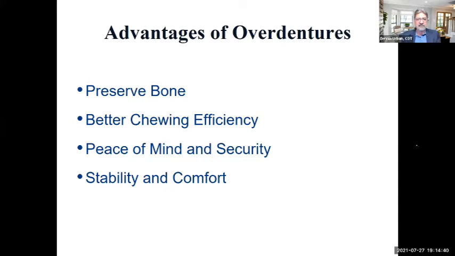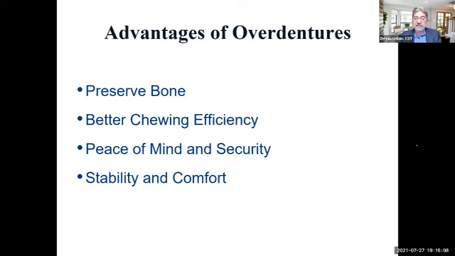So let's look at the advantages of overdentures. We talked about some of the advantages before: preserving bone, better chewing efficiency, peace of mind, security, stability, and comfort. But once we introduce attachments into the case design, we gain 3 additional advantages. The overdenture will be more stable than a complete denture, which leads to greater comfort and better aesthetics. So now we'll be able to determine how occlusal forces are handled, and you'll have the choice of rigid and resilient attachments from which to choose.